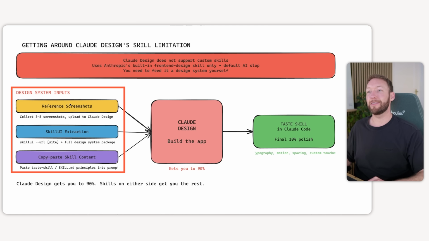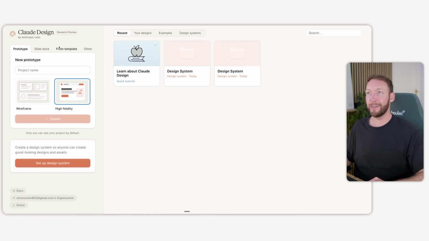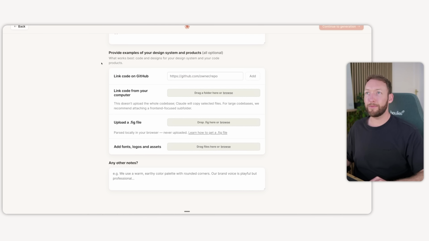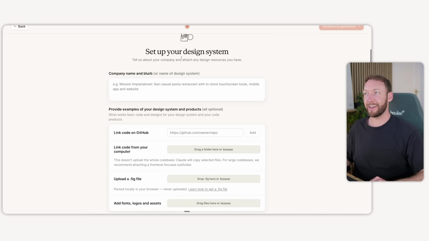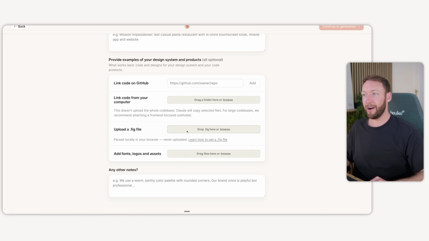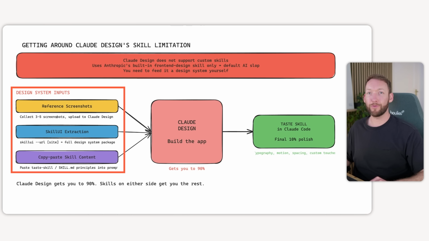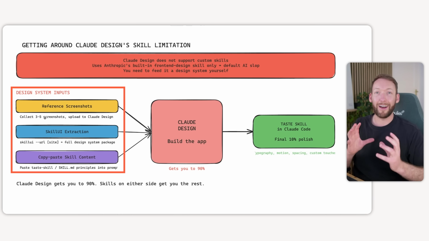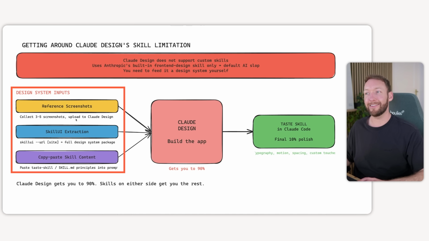It's highly recommended that when you're creating your design system inside the Claude Design app, and setting up your design system in Claude.ai, you upload as much context material to create the design system from as possible. So that is method one: we're going to use reference screenshots. We'll collect 3 to 5 screenshots from websites we like or our current brand assets and upload them to create that design system.